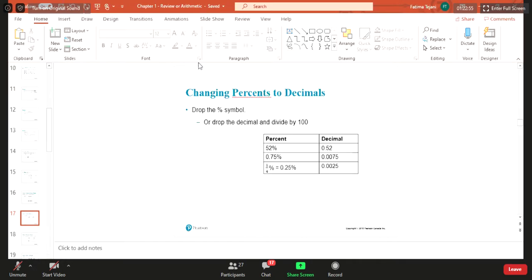Okay. Changing percentage to decimal. Now, how can you change the percentage to decimal? I just put the decimal point 2 places to the left. Okay. So if it is 52%, if you want to convert it to decimal, you just have to divide by 100.